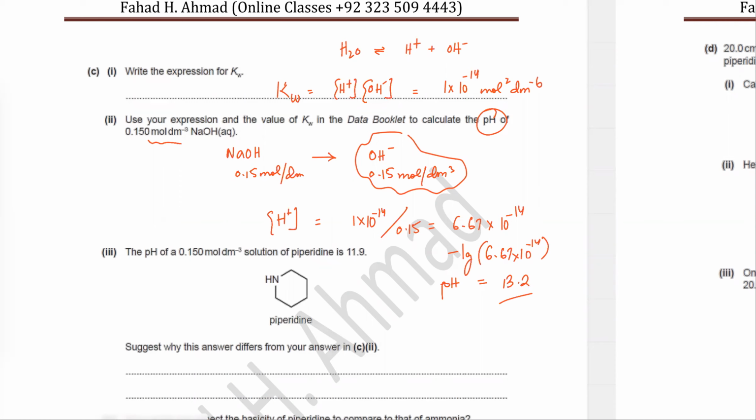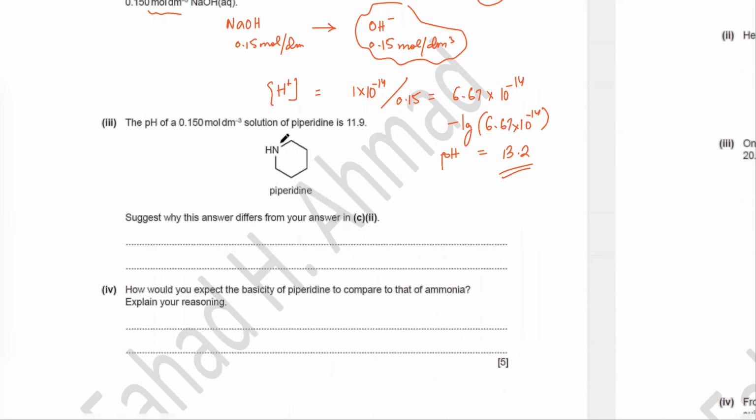Now it's a pH curve question. So we're getting pH 13.2. That's it. Now, the pH of 0.15 mole per dm cube solution of piperidine is 11.9. So suggest why this answer differs from your answer over here. What's the reason? It has the same concentration. Why is the pH lower? What could be the explanation for this?